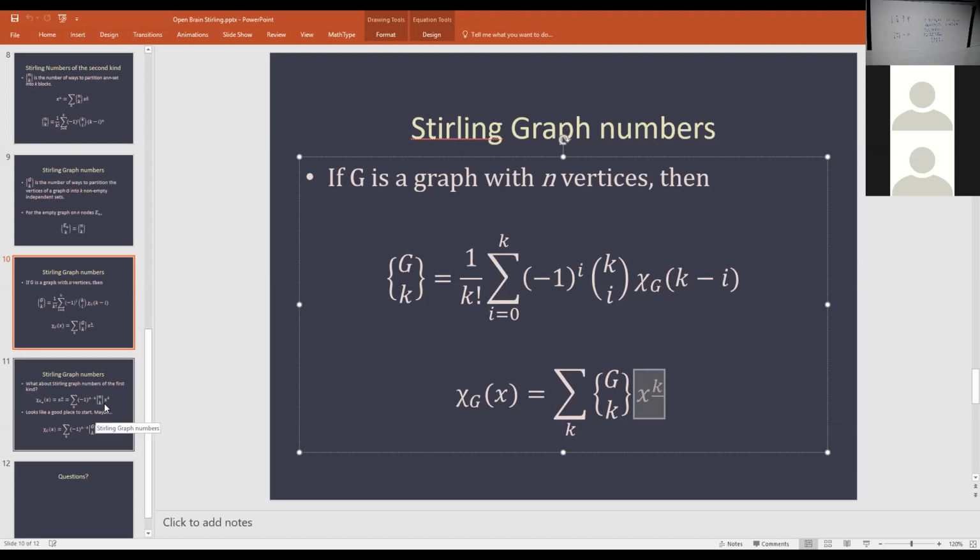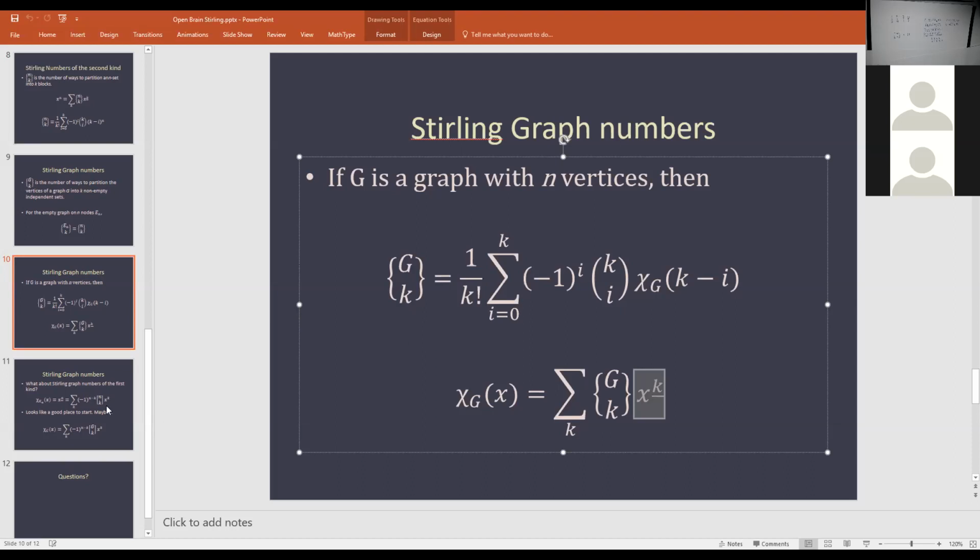And the thing that I have not been able to find is Stirling cycle graph numbers. So we've got Stirling partition graph numbers, or Stirling graph partition numbers. Not sure where to put the modifier there.